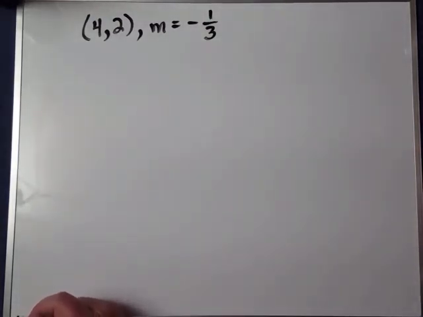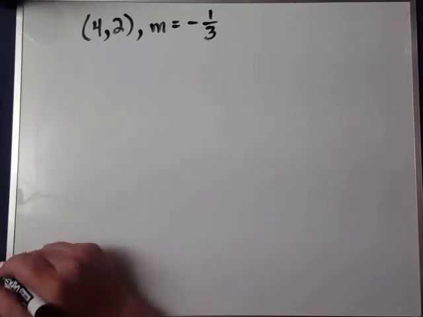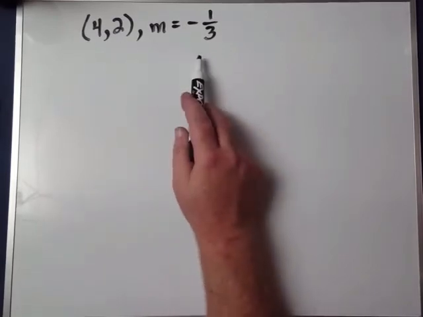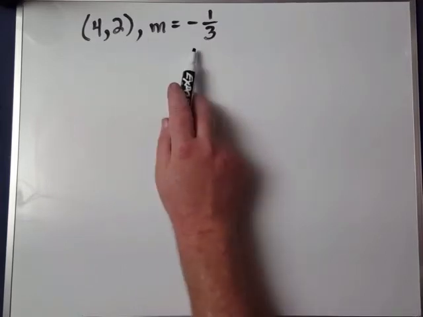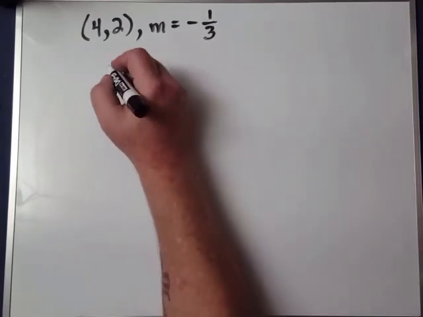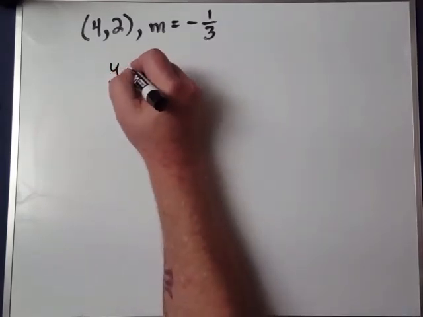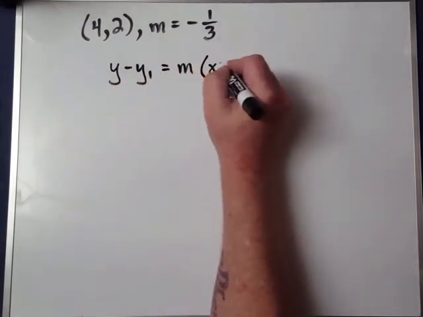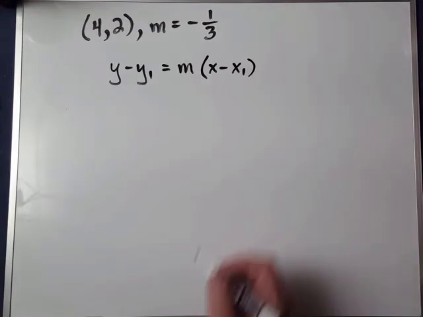We want to find the equation of the line in slope-intercept form that passes through the point (4, 2) and has a slope of negative 1/3. I have a point, I have a slope. Let's plug into point-slope form: y minus y1 equals m quantity x minus x1.